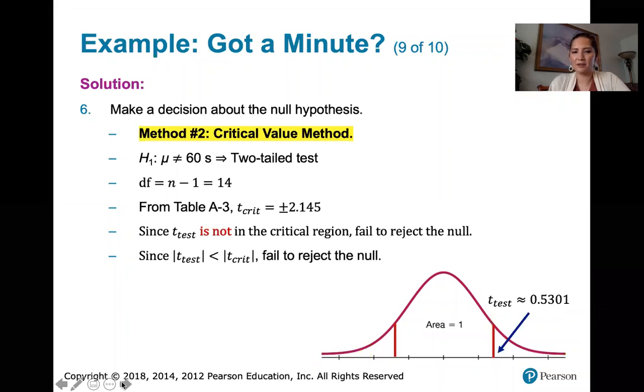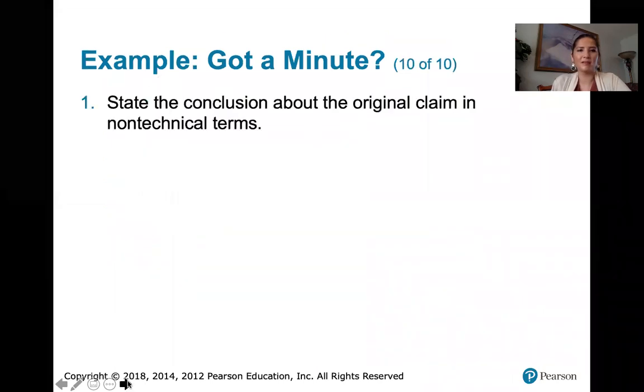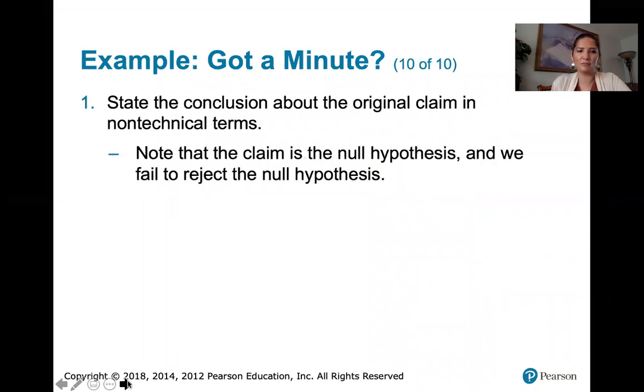So we've made a decision about the null hypothesis. Either using the p-value method or using the critical value method, we will fail to reject the null hypothesis. And now we want to state our conclusion about the original claim in non-technical terms.